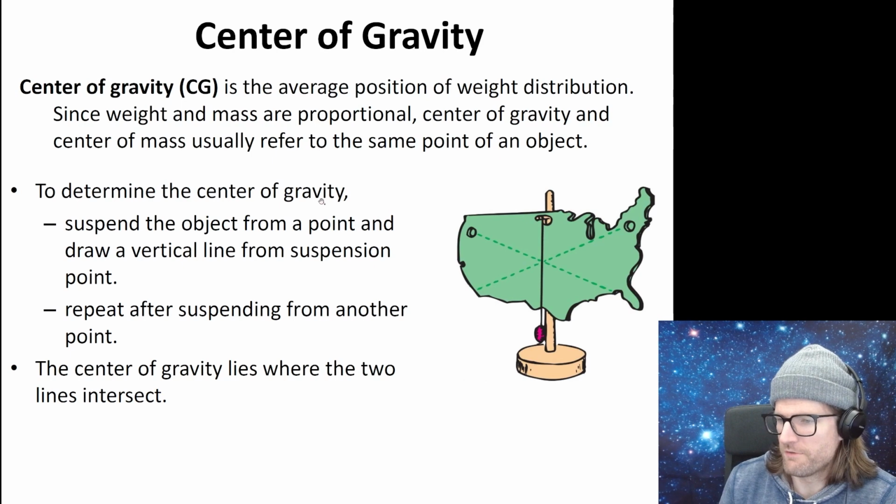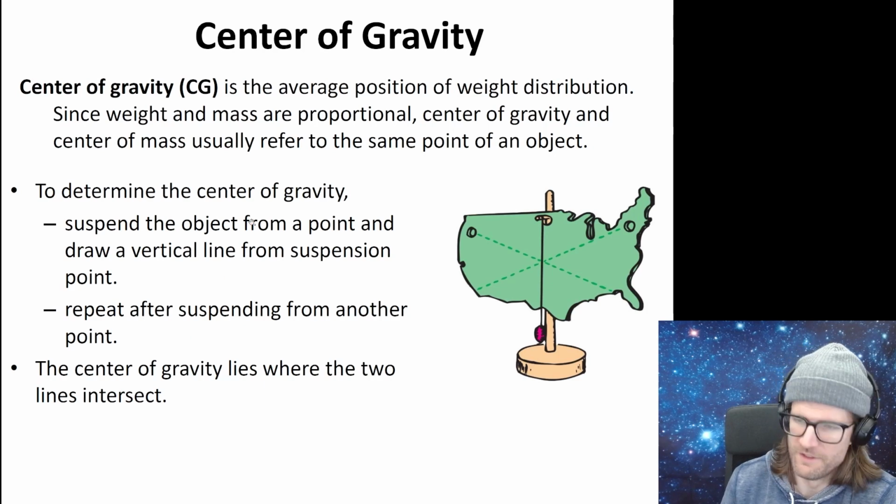So to determine the center of gravity, suspend it from a point and draw a vertical line from the suspension point. Okay, so we're not doing experimental physics here. So that's how we would do it. We don't need to worry about that.